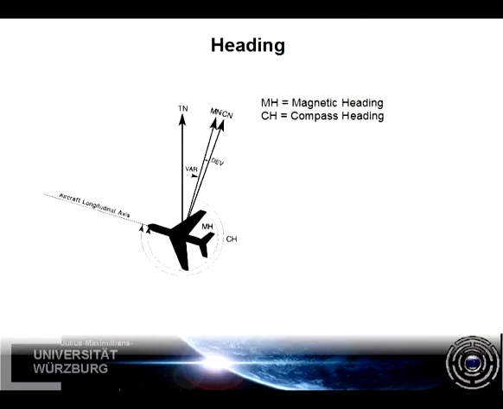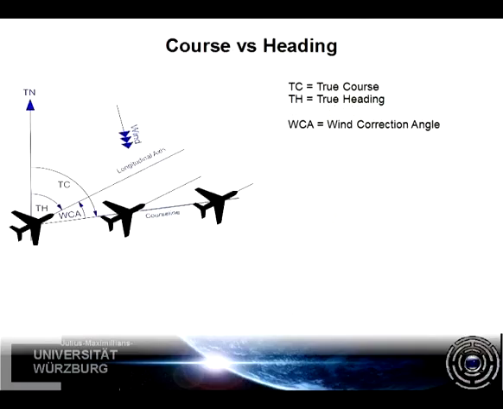Heading is effectively the azimuth angle from the north reference in use to the longitudinal axis of the aircraft. Referencing true north, it would be the true heading. Correspondingly, there is magnetic heading and compass heading. Heading and course are not necessarily the same. Since the aircraft might be flying a wind correction angle, which is mostly the case, the heading and course differ by this wind correction angle.